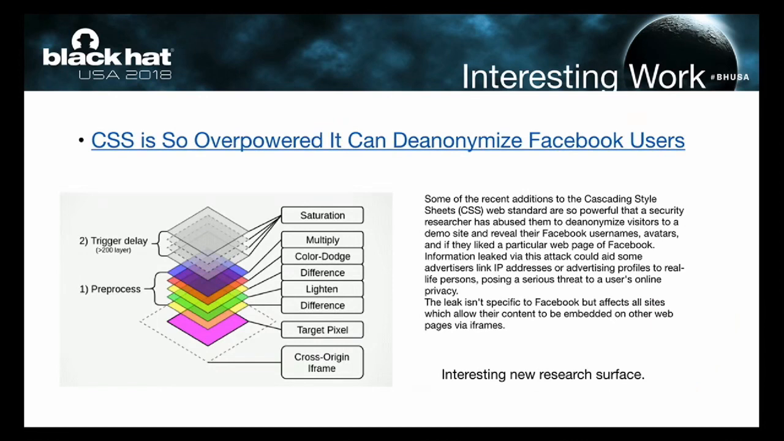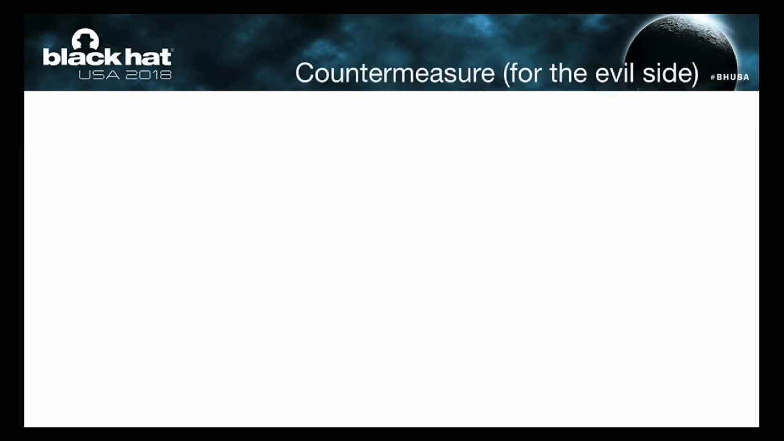And there is other interesting work worth mentioning, because someone wrote a fake website that uses CSS rendering time to recover the pixels of the username. Using the different rendering timing to extract the username is some kind of side channel. And I think it's an interesting new research surface.